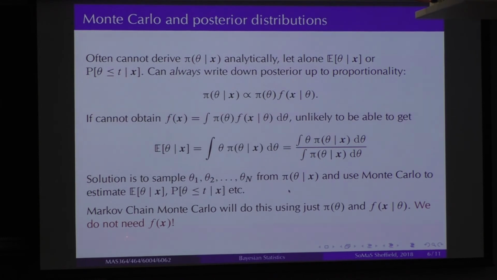So what we will be doing is to use Markov chain Monte Carlo, employing just the prior and the likelihood to simulate from the posterior distribution. So that means that we don't need to calculate the normalizing constant.